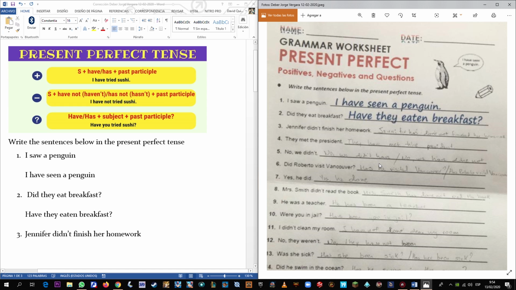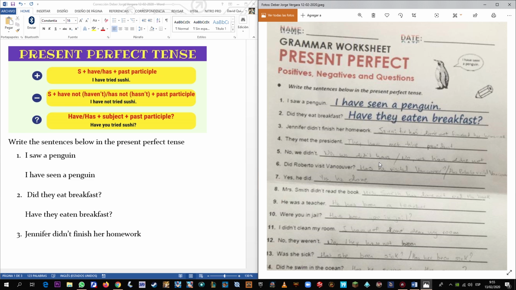In this case the example is already written. It says, have they eaten breakfast? Let's see that they is the personal pronoun used, so have should be the auxiliary verb that we have to use according to the rule, and eaten is the past participle form of eat. Excellent. And breakfast is the complement with the question mark.